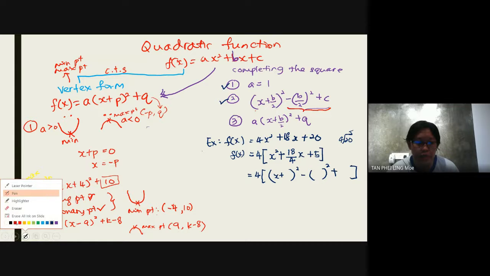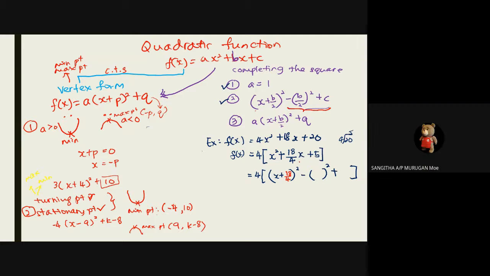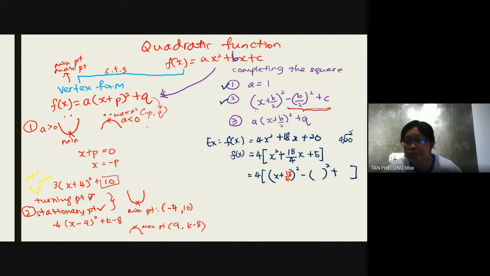Can I put in here 18 over 4? Can or cannot? Anyone? Cannot. Why cannot? Because here it's supposed to be b over 2, and what I'm taking out is just b itself only. Do you see that? So cannot. I have to do 18 over 4 divided by 2.